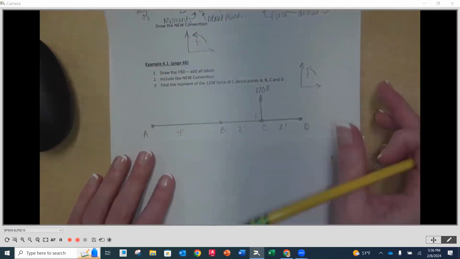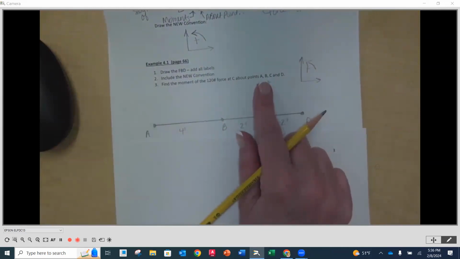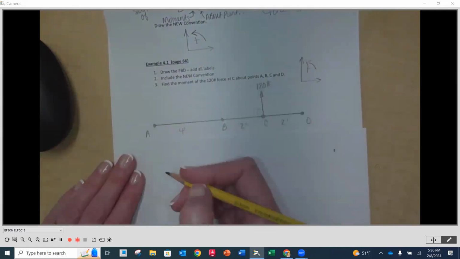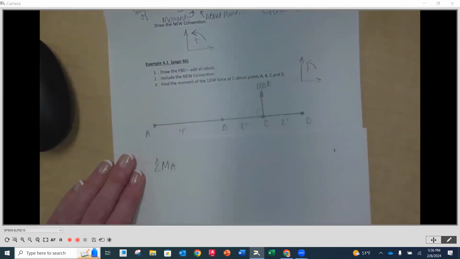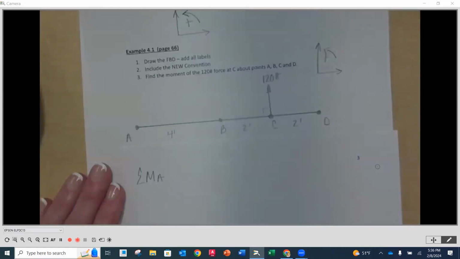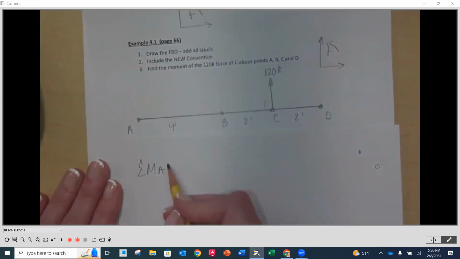Okay. Now, I want to find the moment about point A. So what I'm going to do is sum my moment about point A. Summation symbol, capital M, sub A. Do not forget the summation symbol, do not forget the M, and don't forget the A. Any one of those by themselves is not this. It's going to be equal to.